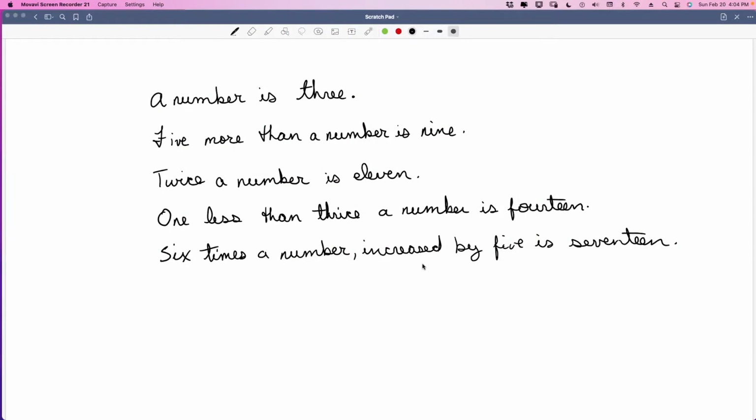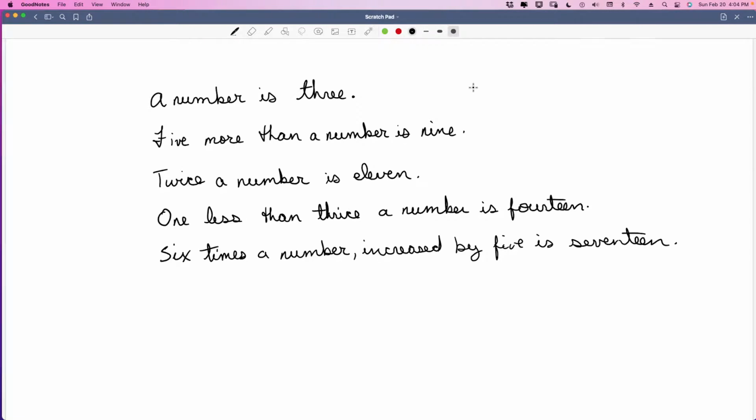An algebraic sentence is a group of mathematical symbols arranged to form an algebraic relationship. The symbol equal functions much like the English verb is. Here are some examples of word sentences and their algebraic translations. Let's go through these. A number is 3.